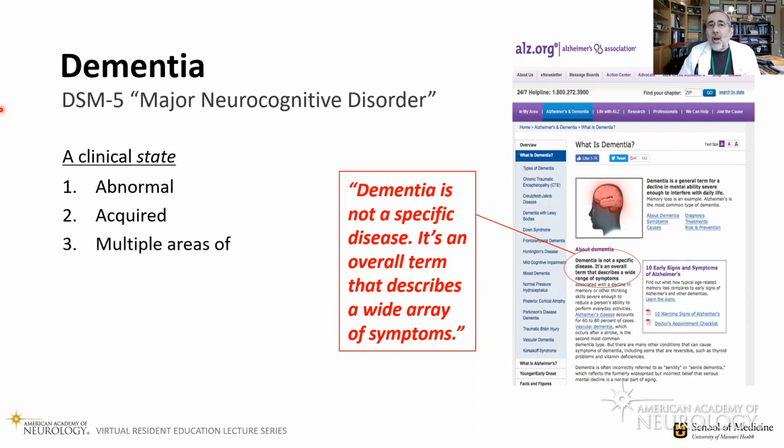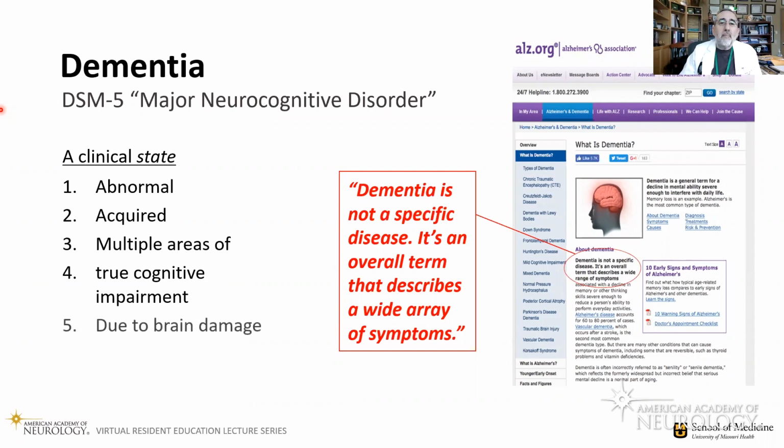The acquired abnormal problem has to involve multiple areas of true, actual, objectively measured impairment in neurocognition. Not just that, gosh, I feel like I'm less sharp than I used to be. The clinician has to do some assessment. Could be observation, but it's better if it's an objective, standardized, validated instrument that establishes it's not just that the person feels worse, but they are abnormally performing, cognitively speaking.